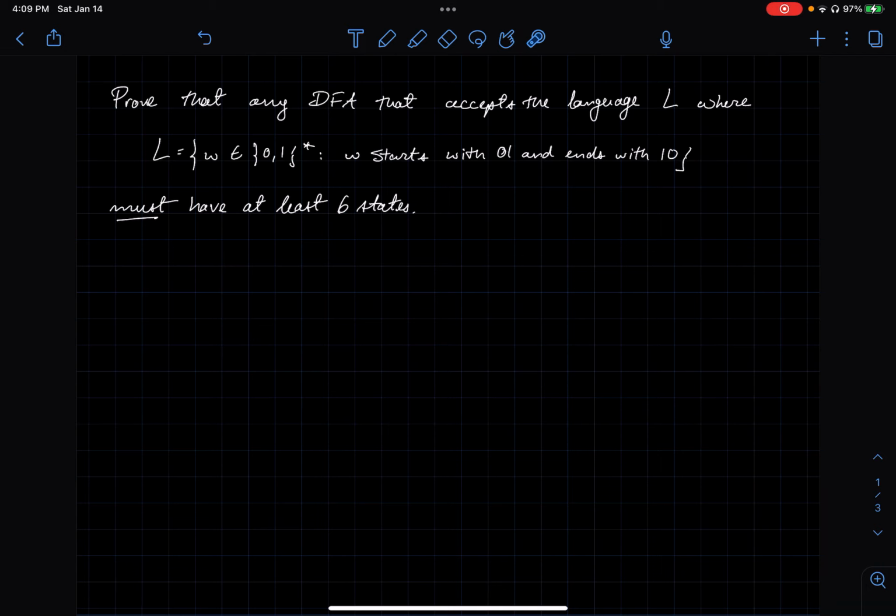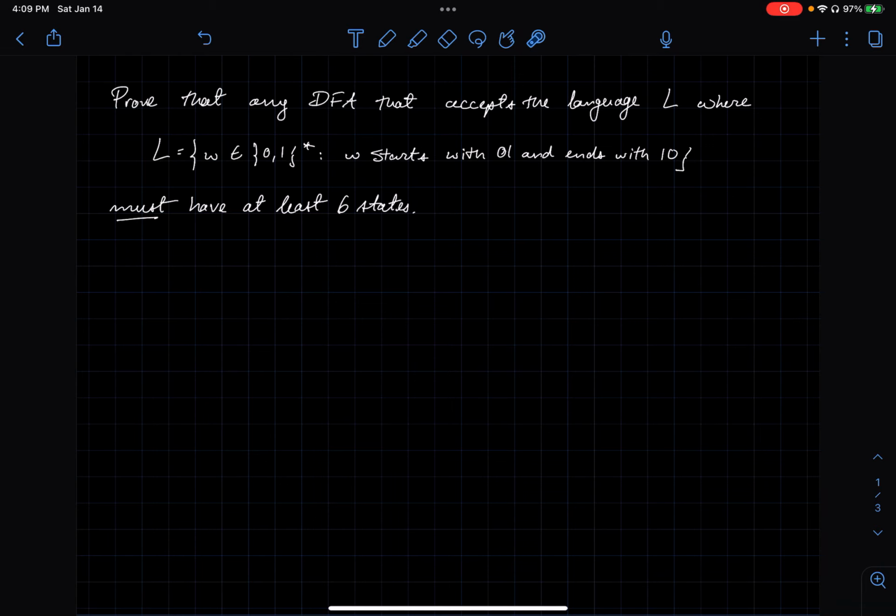Okay. And so our task in this exercise isn't to build a DFA that accepts this language, and it's not to prove the correctness of the DFA that accepts this language, but rather it's to prove that for any DFA that you were to build, it would have to have at least 6 states, okay?